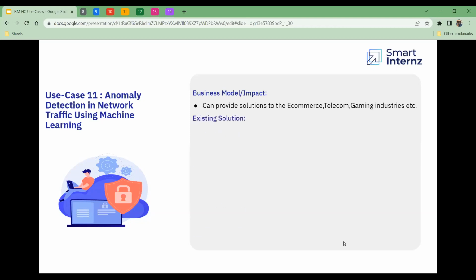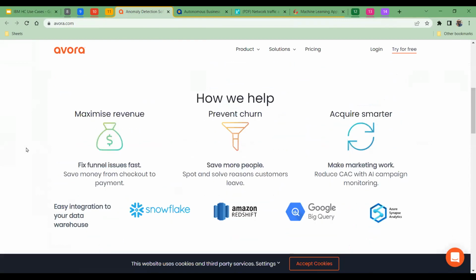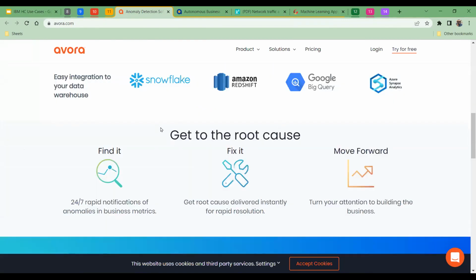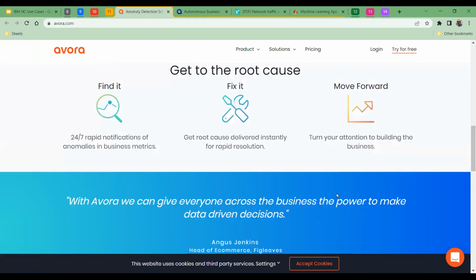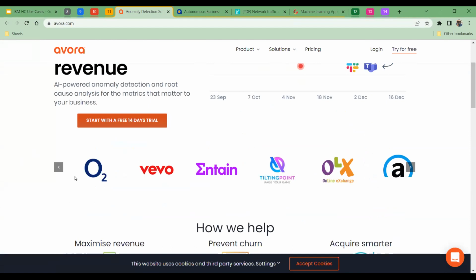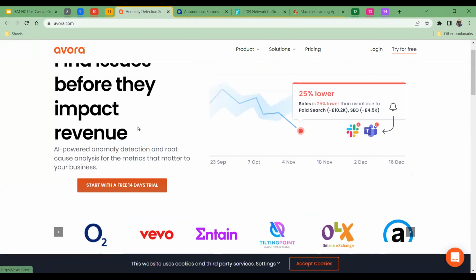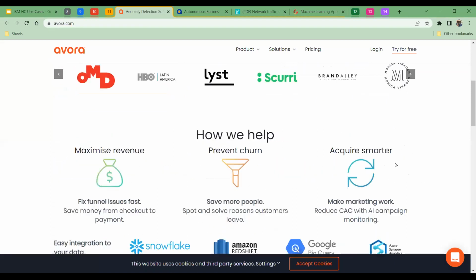And let's look into some existing solutions. These are two companies. The first one is Aurora.com. They have built a machine learning based product with easy integration to your data warehouse, like Snowflake, Amazon Redshift, Google BigQuery. So you can easily take this product and implement it. And these are the companies that are using this Aurora product, like OLX, which we all know. These are different types of companies.